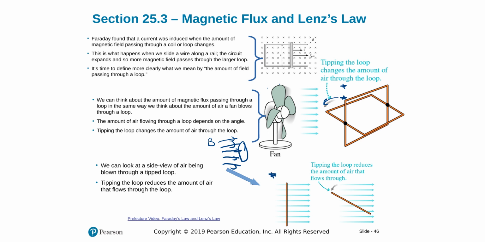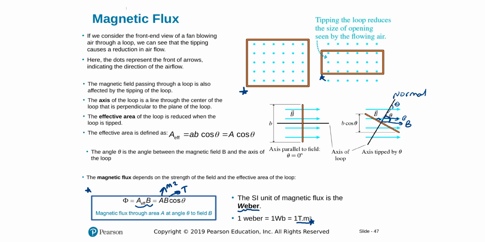Here is the loop shown from the side. These are magnetic field lines passing through it. If I tilt it, I can clearly see that some lines are not passing through it anymore. Some are left, but the flux definitely decreased. So that's magnetic flux.